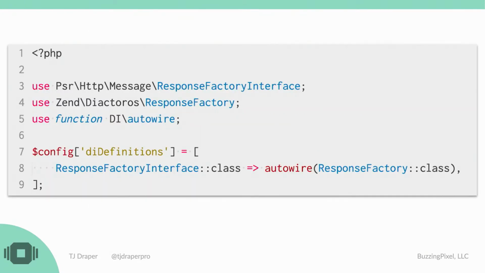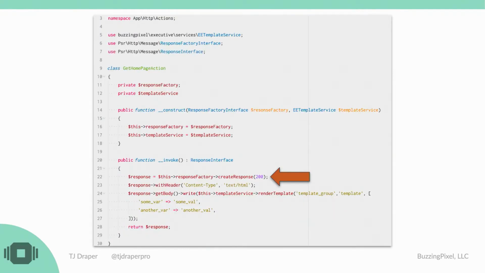We're going to make a definition in our config file for the DI to be able to auto-load that. So over in our config file, we're going to set this up. This is a little bit different than what I did before. I'm using the Laminas Diactoros package, and it has a nice response factory in it. And so I'm literally telling it to take the response factory interface anytime that's requested and auto-wire it to the response factory implementation from Laminas Diactoros. So now when I request this class, I will get those dependencies injected straight into the constructor.